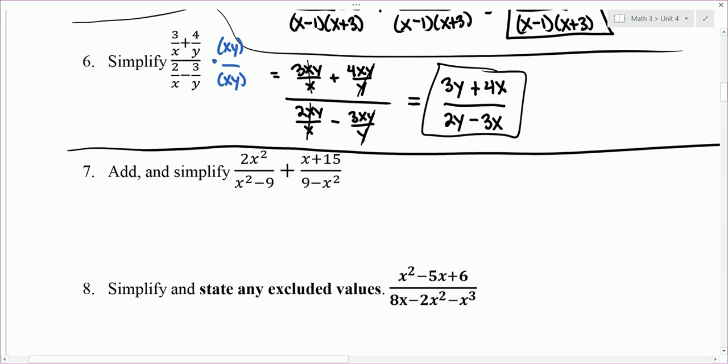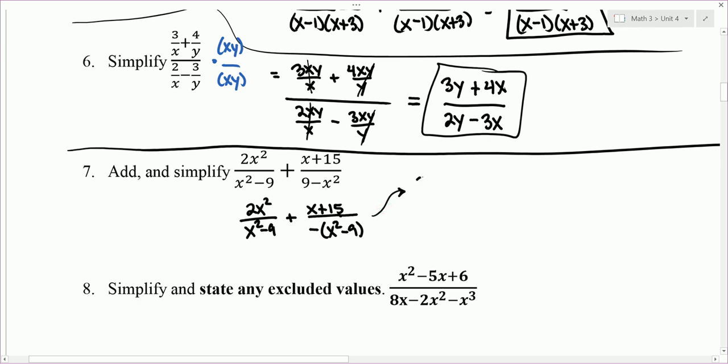So what we're going to do here, we have 2x squared over x squared minus 9 plus x plus 15 over negative x squared minus 9. Denominators are almost the same. One's got a negative, the other one doesn't. Two options: we could multiply the left side by negative, or we can switch that negative, and that's what I'm going to do. I'm going to switch the negative.